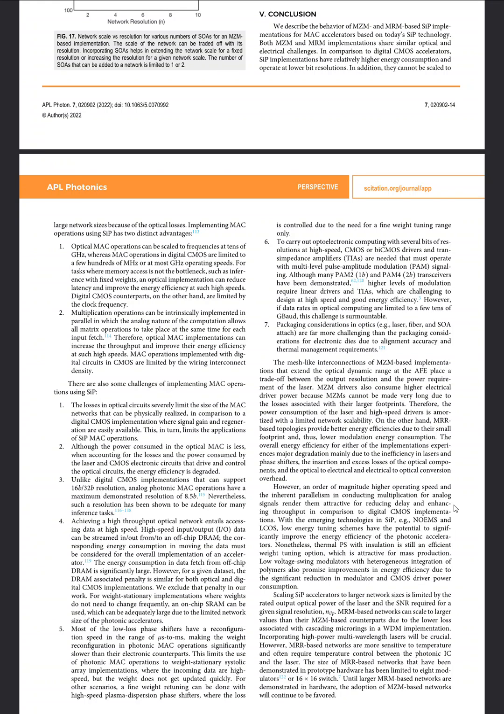The photonic multiply and accumulate operations have two distinct advantages. Optical multiply and accumulate operations can reach tens of gigahertz in terms of speed, and for tasks where memory access is not a limiter, optical implementation can reduce latency and improve energy efficiency at these high speeds. Multiplication operations can be intrinsically implemented in parallel, and the analog nature allows matrix operations to take place simultaneously. And the optical multiply accumulate implementations can increase throughput and improve the energy efficiency in the gigahertz speed range.